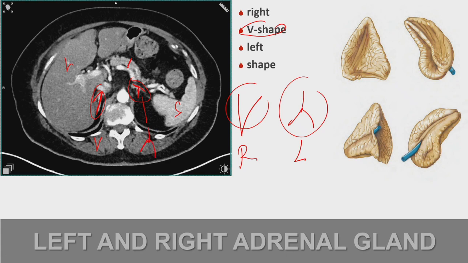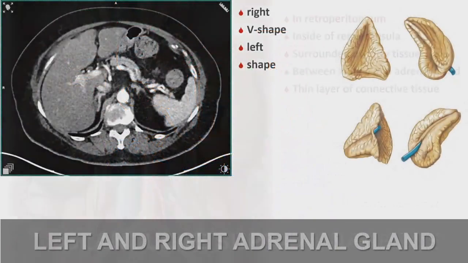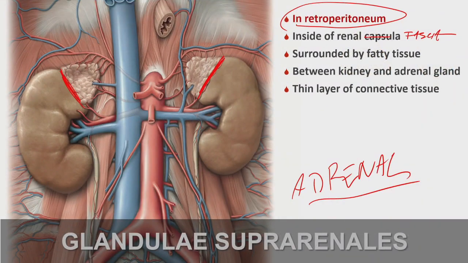What's seen here on those images? Interesting thing, and remember it: only one vein is going out. And if we go back, one vein is going out and multiple arteries are going inside.